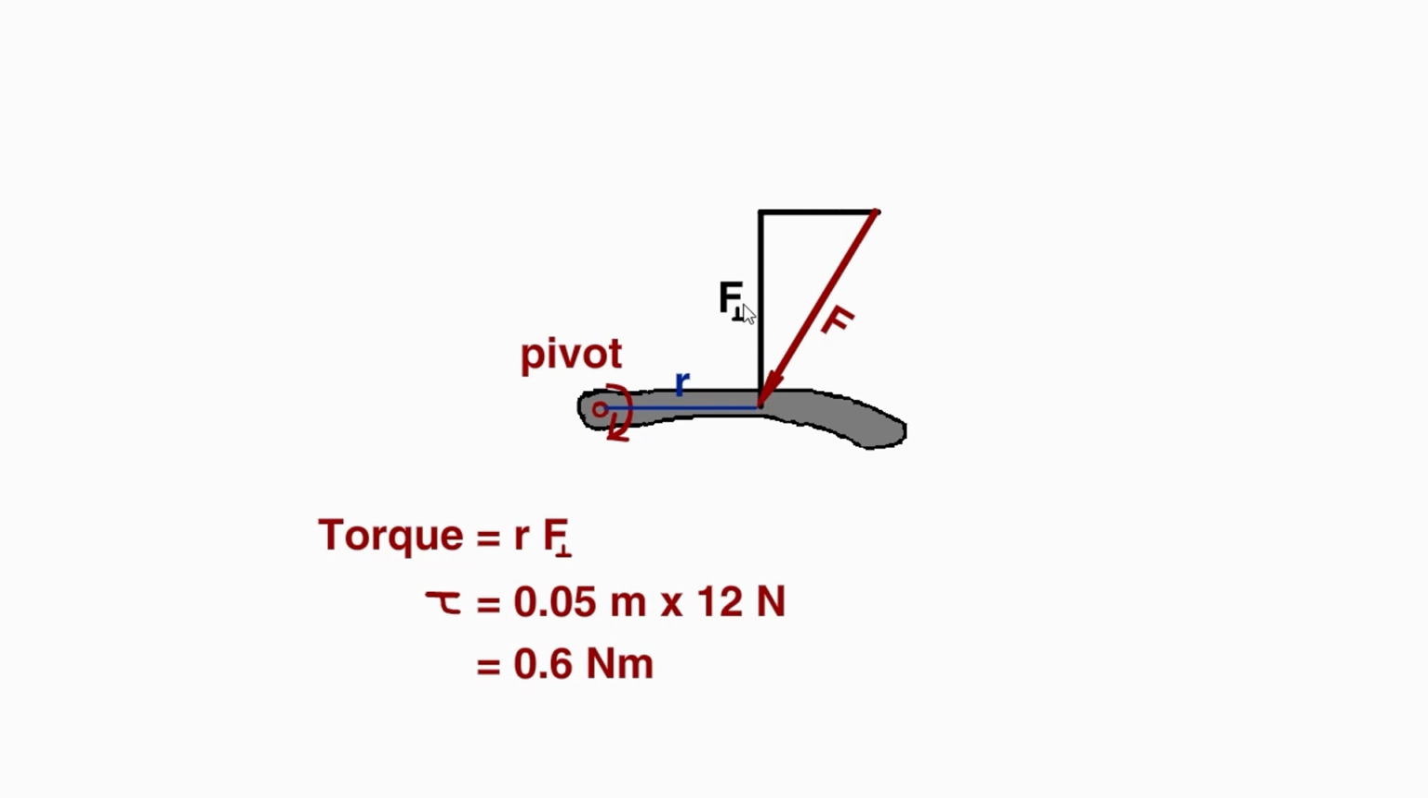Once we split this, now we can use that formula again and plug in the values, and the calculation from before becomes that distance, 0.05 meter, multiplied with now only 10 Newton, even though we are still pushing with 12 Newton, but only 10 Newton are perpendicular to R, and the torque becomes now 0.5 Newton meter.